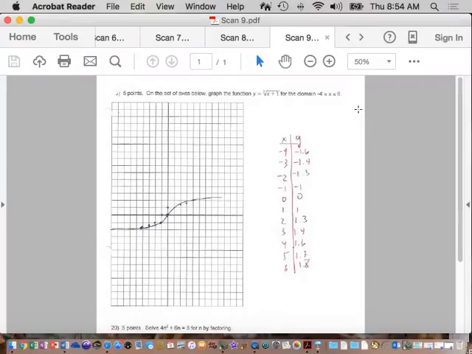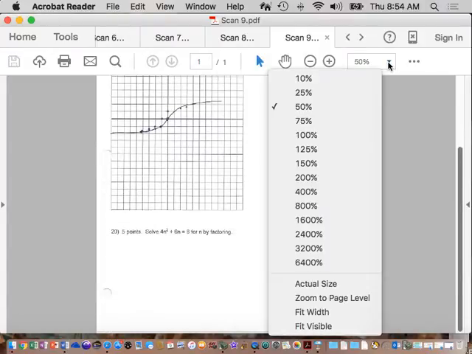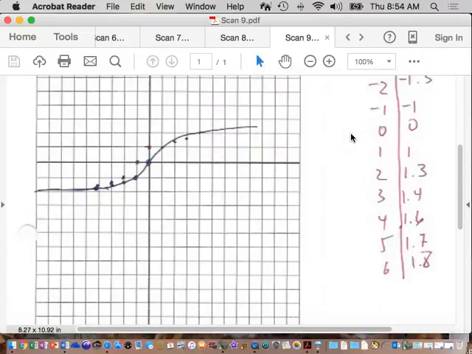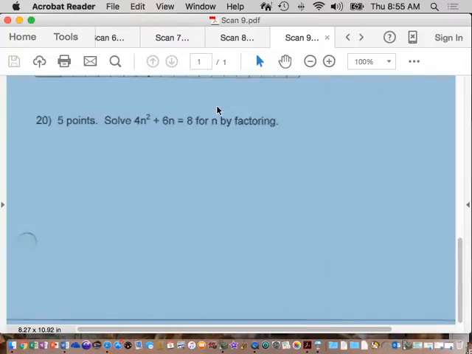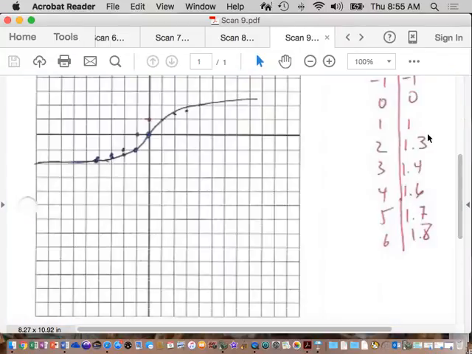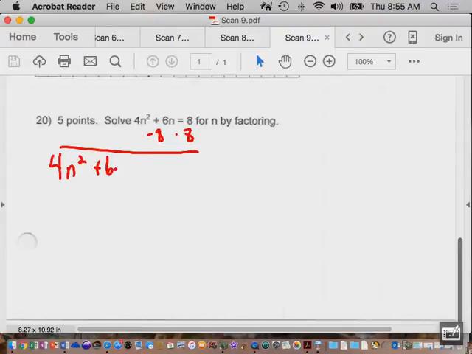I don't think I did number 20. It says to solve by factoring. If you ever cannot solve by factoring, then you solve by quadratic formula. What I'm going to do now is scroll up and do it with you very quickly. Get it all on one side, minus 8 minus 8. Then I get 4n squared plus 6n minus 8 equals 0. I'm now going to factor out the 2. And that would give me 2n squared plus 3n minus 4 equals 0.